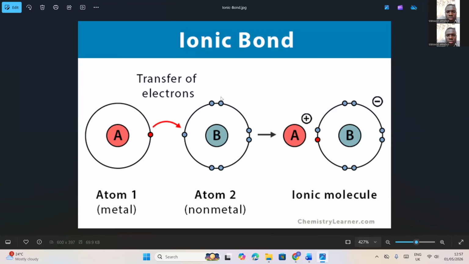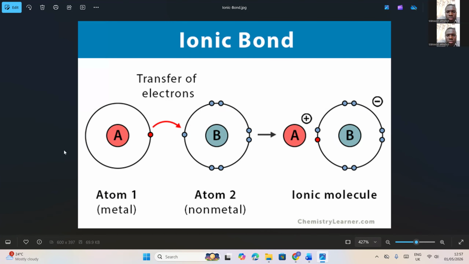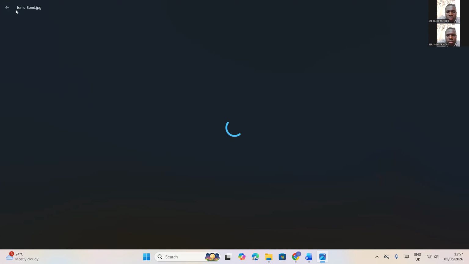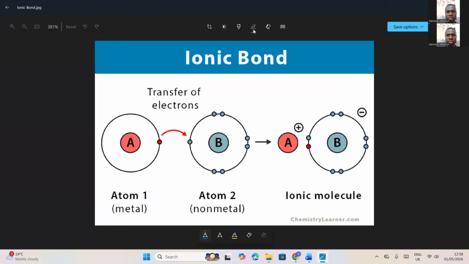This is an example. I don't know whether I can write this thing. Let me see. Does it have options for writing in it? It is not having. I thought it has. Edit. I think it is, yeah. On my screen is visible.